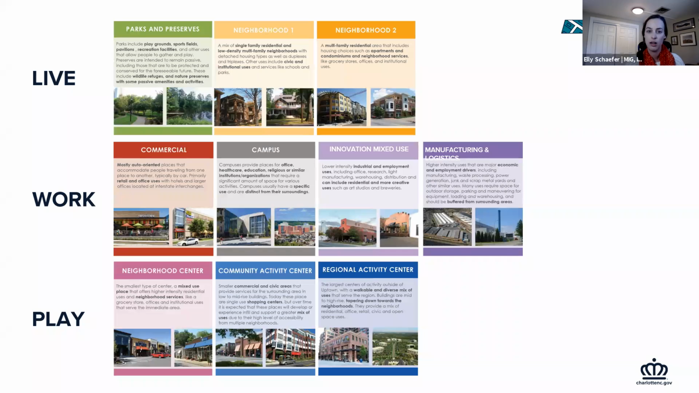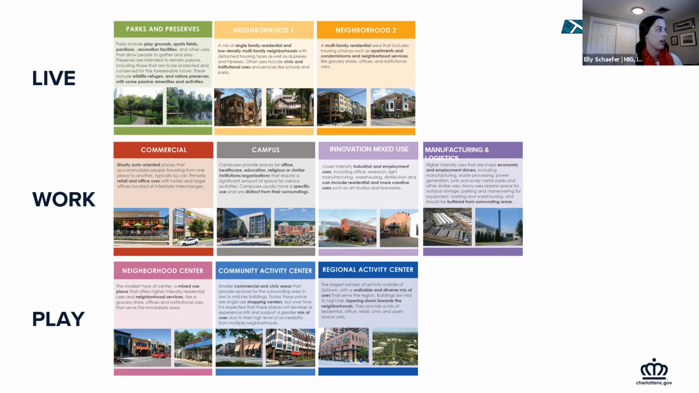So the place types palette itself includes 10 different place types. Those are shown on this page, but they generally fall into 3 categories: places we live, places we work, and places we play. So in the live category, we've got parks and preserves, and then we've got 2 scales of neighborhoods, neighborhood 1 and neighborhood 2. Neighborhood 2 is a higher density.